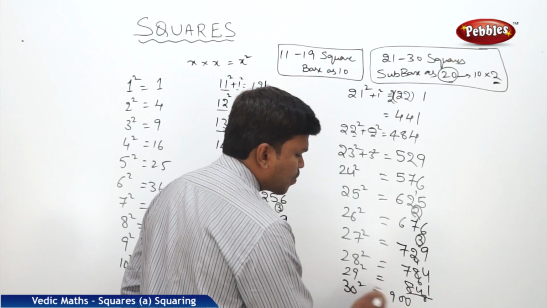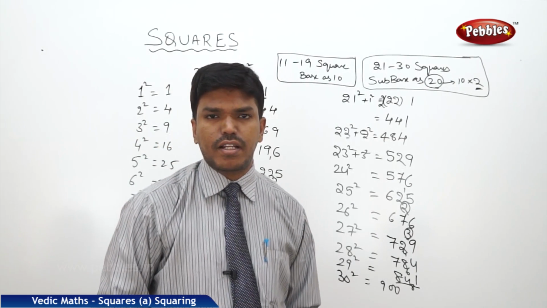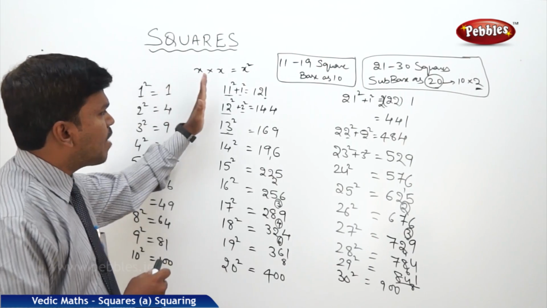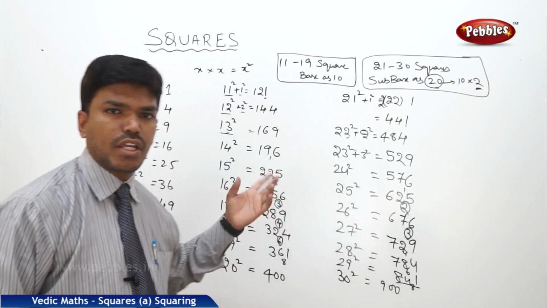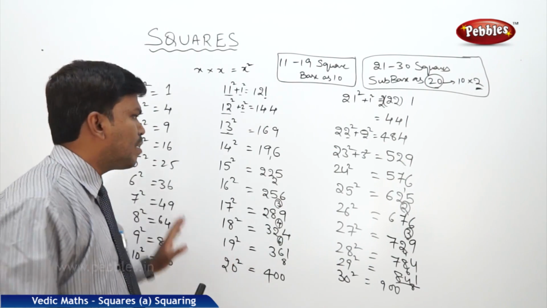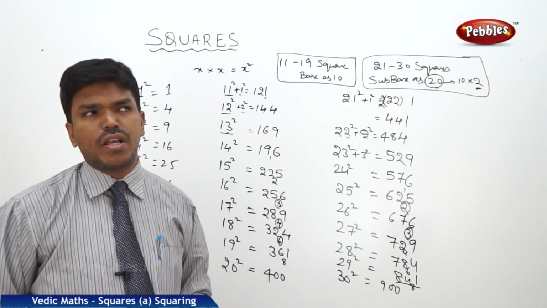900. Just 3 square 9, put 2 zeros beside. Okay, so it is 900. So like this, we can easily calculate from 11 to 30 square. Of course, anyhow, you know 1 square to 10 square already. Now with the help of these squares, we are going to calculate from 11 to 30 squares.